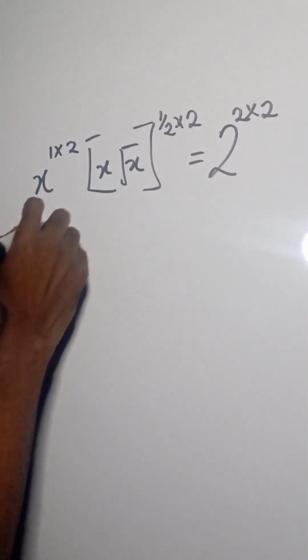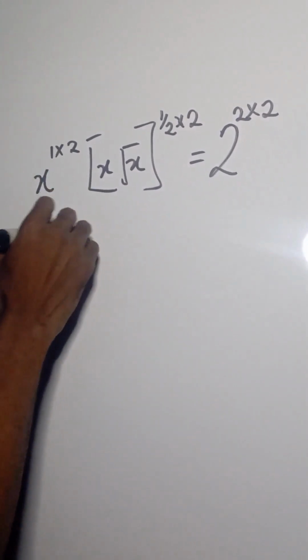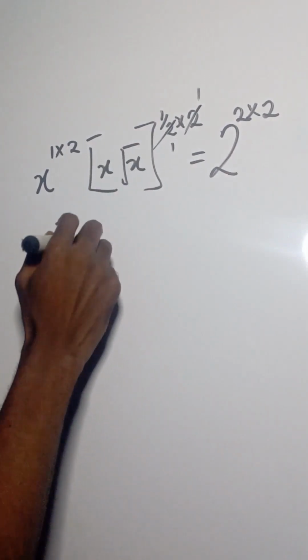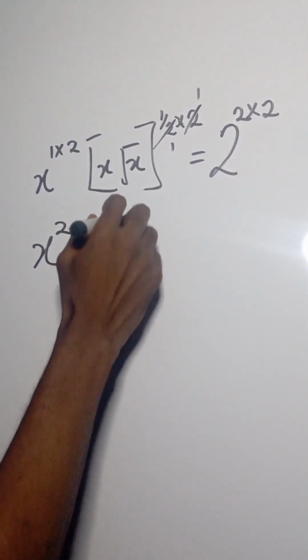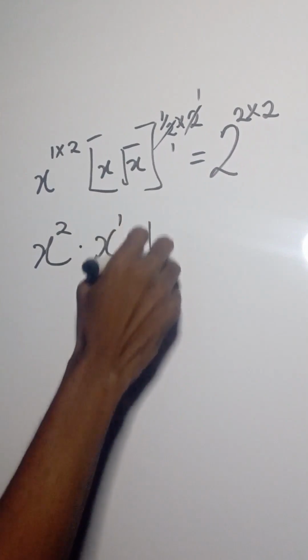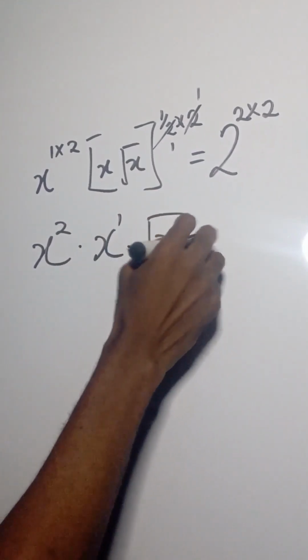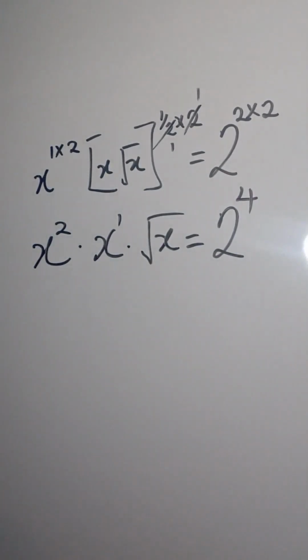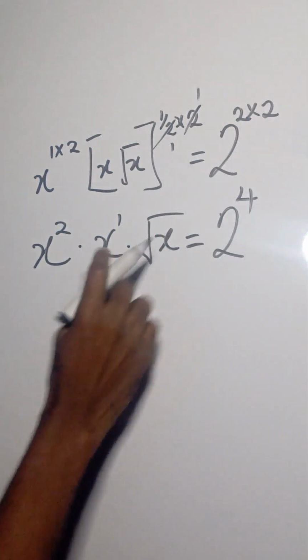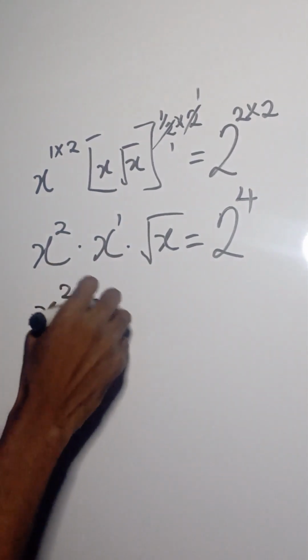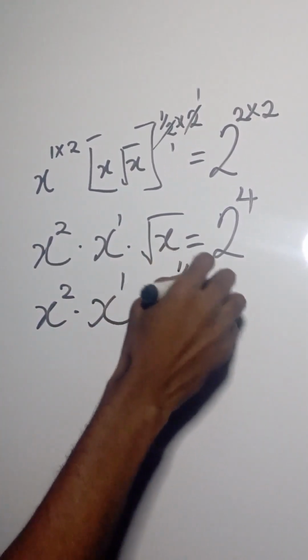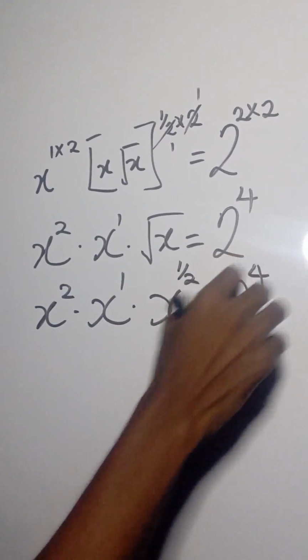So this will give us x, 1 times 2 is 2. This can cancel out, 1, 1. So this becomes times x power 1 times half, root x is equal to 2 raised to power 4. So what do we think we can do at this point? Now, we have to keep this as a power. So I have x squared multiplied by x raised to power 1 multiplied by x raised to power half is equal to 2 raised to power 4.